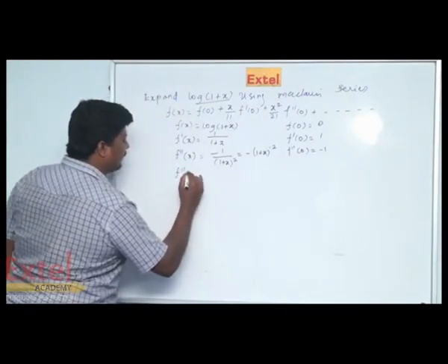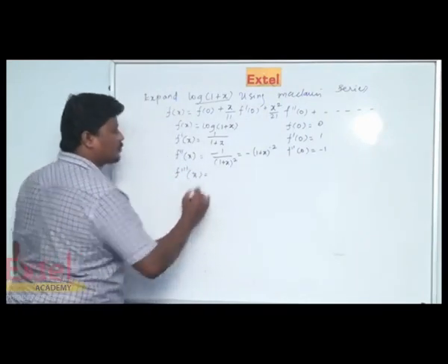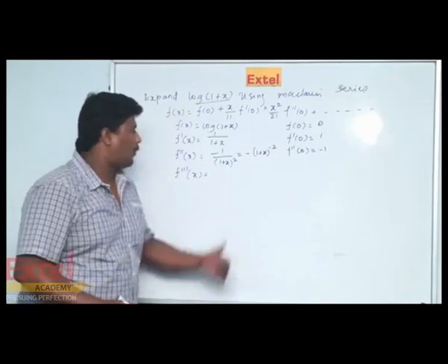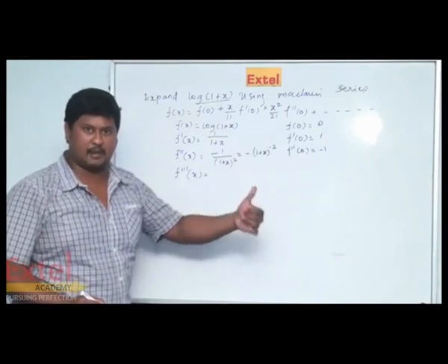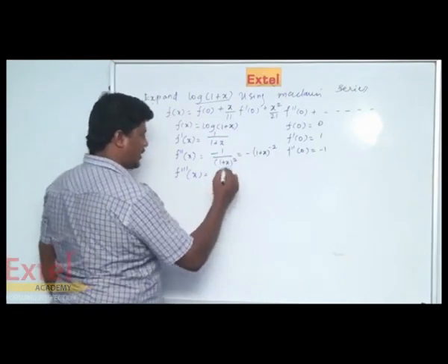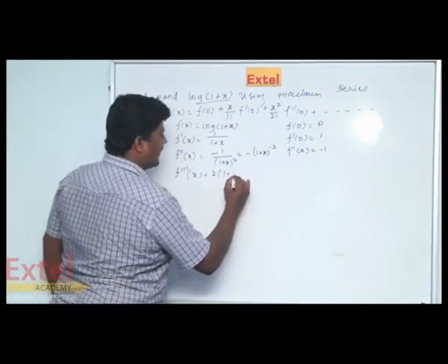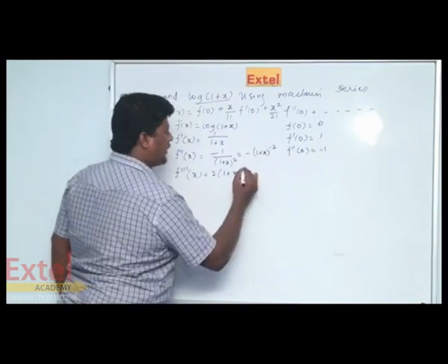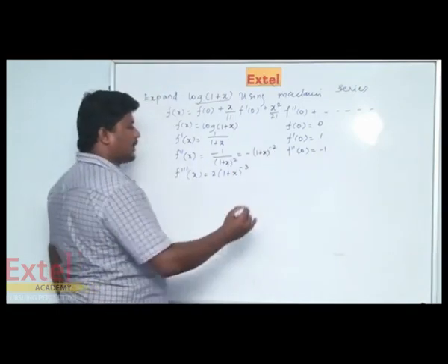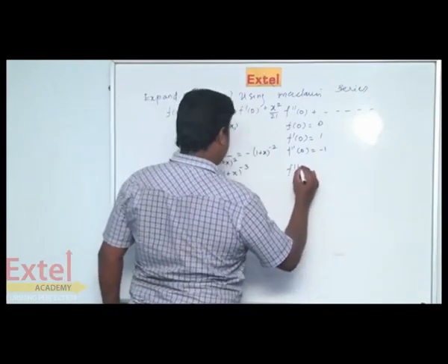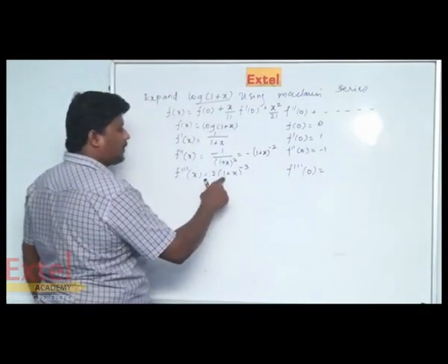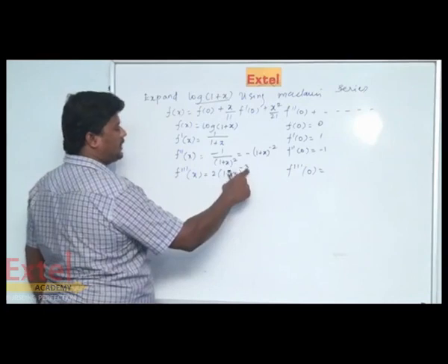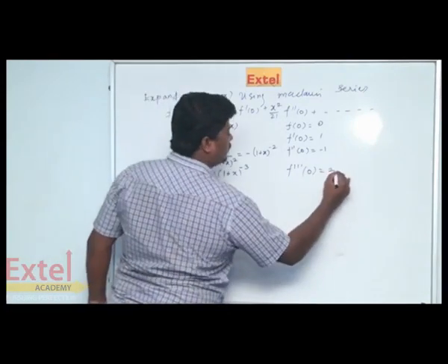The third derivative, f triple dash of x, is the differentiation of minus of 1 plus x to the power minus 2. For x power n, differentiation is n into x power n minus 1. Similarly, minus into minus plus 2 into 1 plus x whole power minus 2 minus 1, which is equal to minus 3. Therefore f triple dash of 0, substituting x equal to 0, 1 plus 0 is 1, 1 power anything is 1, 1 into 2, which is equal to 2.